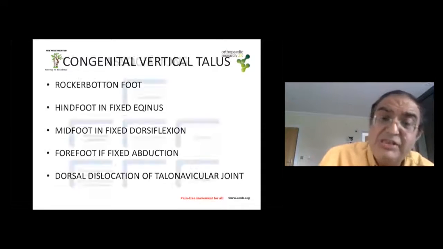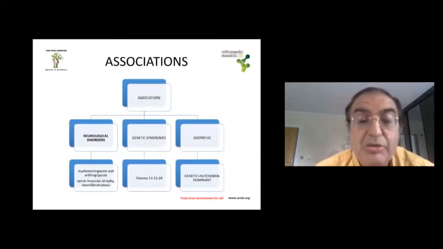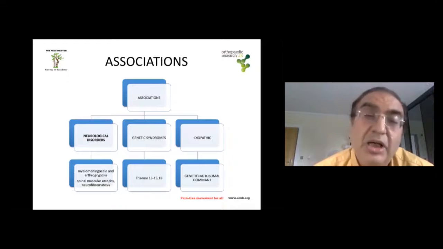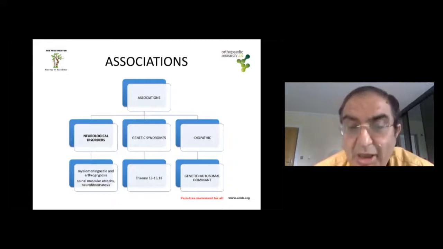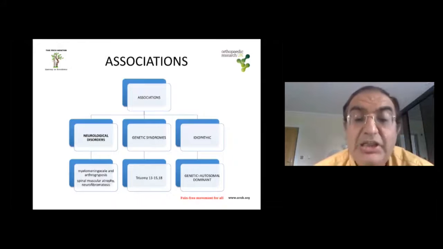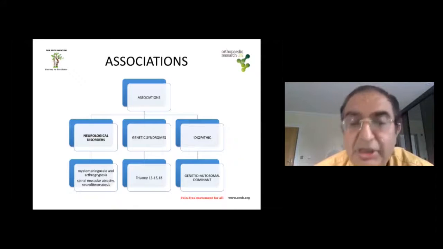Now, this has been asked in the exam: what are the associations of CVT? The associations of CVT are neurological disorders and chromosomal or genetic syndromes. And the third thing, obviously, it could be idiopathic. So neurological disorders like meningomyelocele or arthrogryposis, and genetic syndromes like trisomy 13, 15, and 18. And if it's idiopathic, it is also genetic and possibly an autosomal dominant inheritance. So please remember the associations of CVT, the two buzzwords: neurological disorders and genetic conditions.